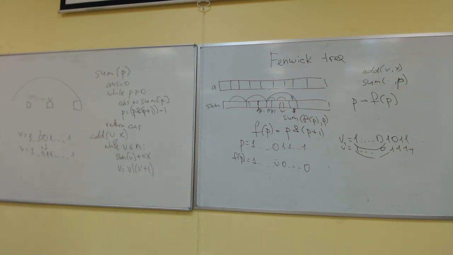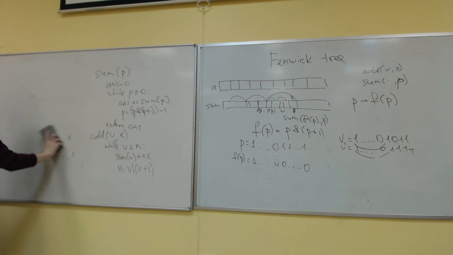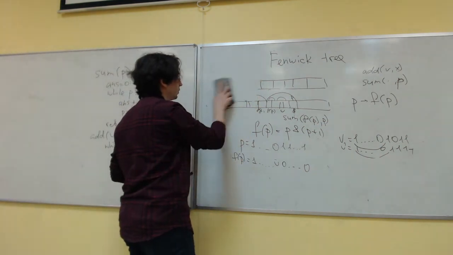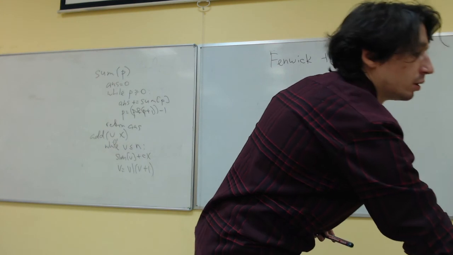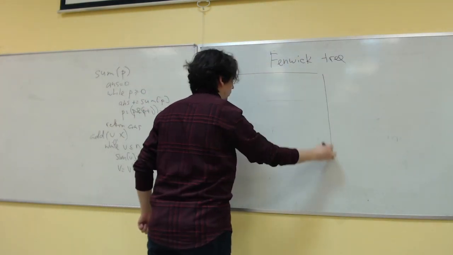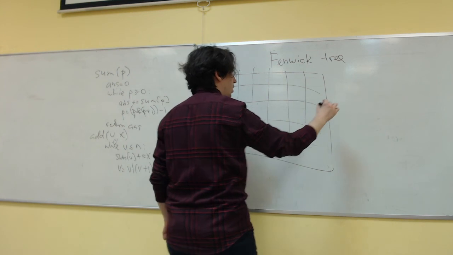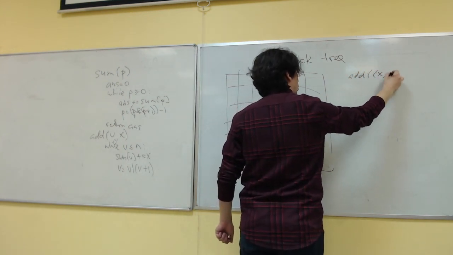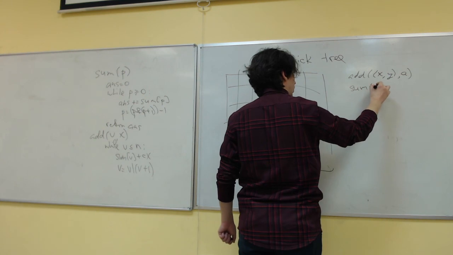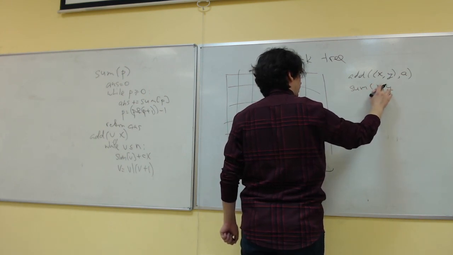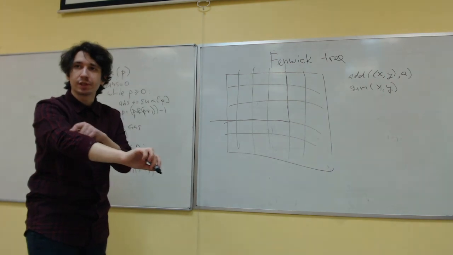You can do this with that simple two-dimensional data structure. So, for example, we have a grid, and you have an operation to add some a to some position x, y, and get the sum from x, y. This means that this is the sum on this kind of prefix of the grid.